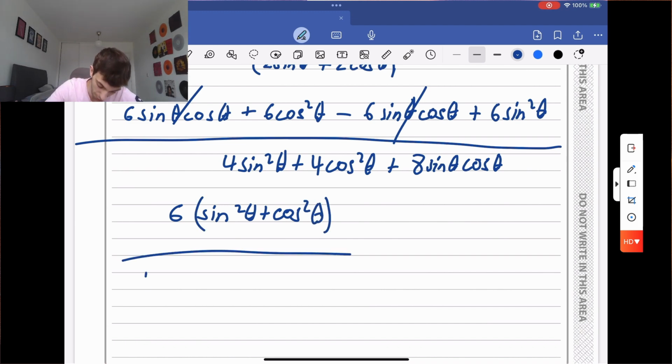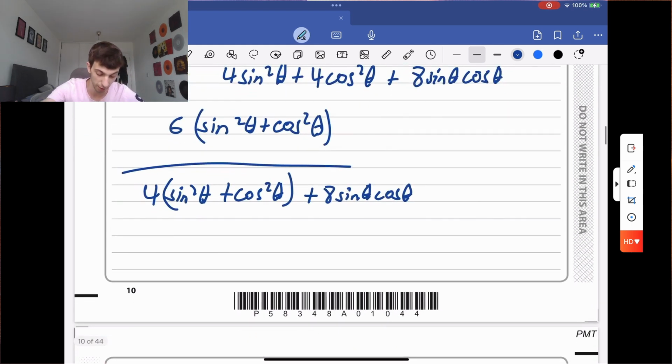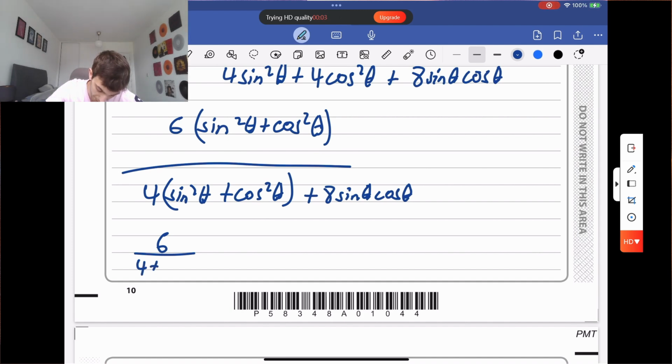Denominator, same idea. We have 4 times sine squared theta plus cos squared theta, just factoring out the 4 from there. That's also going to be 4 times 1, plus we still have that 8 sine theta cos theta. Okay, so from here, what do we know? Sine squared theta plus cos squared theta equals 1. So we're left with 6 over 4 plus 8 sine theta cos theta.